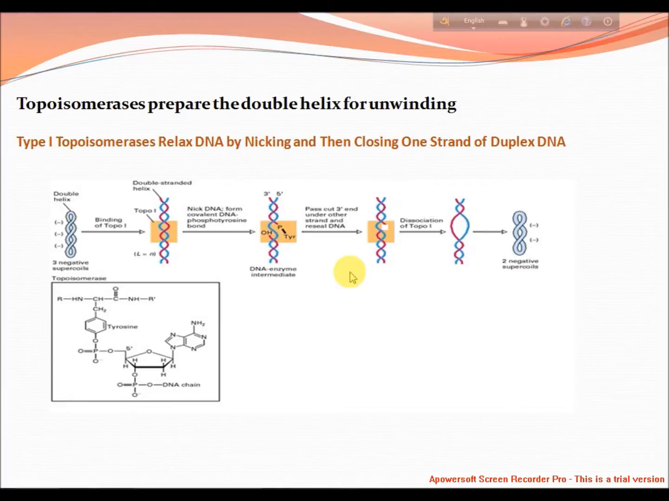The DNA strand that has not been cleaved is then passed through the single-stranded break. The cleaved strand is then released, forming a structure with the same chemical bonds as the starting DNA, but with one less negative supercoil. By this mechanism, the enzyme removes one negative supercoil at a time. Reversible cleavage of one strand of supercoiled DNA allows controlled rotation to partly relax the supercoils.